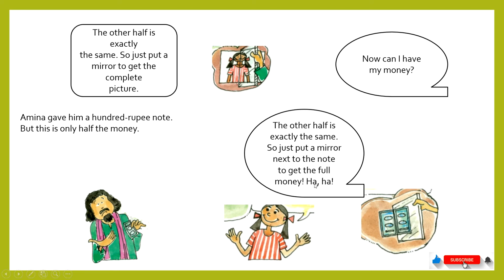Haha. She also played the same trick like Painter played. So if you put this mirror against the 100 rupee note, it will give the same picture. So this is looking exactly like this. So it looks like 200 rupees. So she just played the trick.